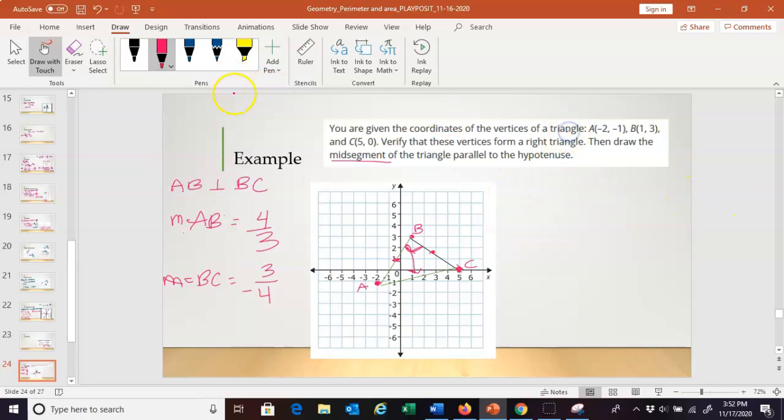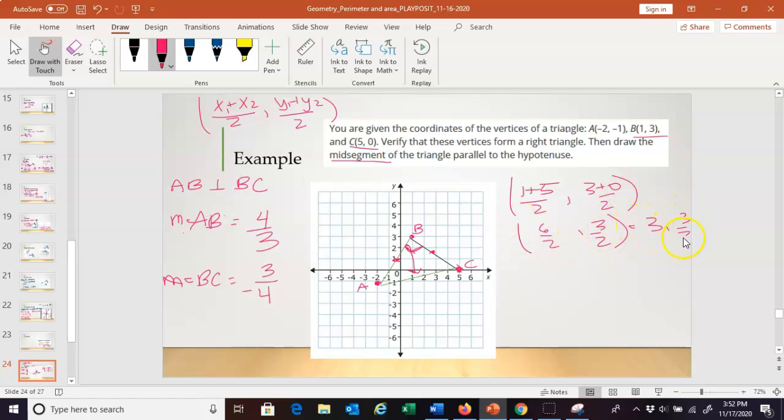So the mid-segment formula, remember you add the x's, divide by 2, and then you add the y's and divide by 2, and that gives you your new coordinate point. So we're going to add B and C to get the mid-segment of that right in the middle. I'm going to use these values up here. B and C. So 1 plus 5 over 2 and 3 plus 0 over 2. So our new coordinate point, the middle point of BC, is going to be 3, 3/2. So we're going to go over 3, 1, 2, 3, and up 1.5. So it is right about where I put it. That's cool.